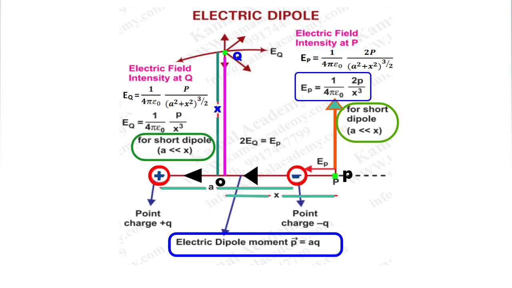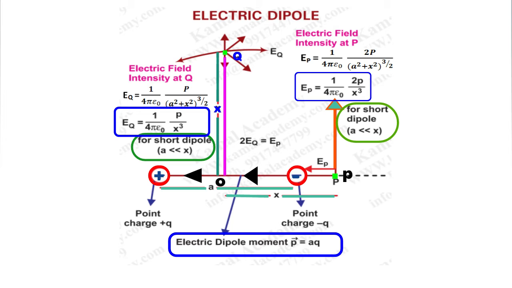For a short dipole, the separation between the charges a is much less than the distance of the point Q from the center O. So for a short dipole, the expression for electric field intensity at point Q reduces to EQ equal to 1 upon 4 pi epsilon naught, p upon x cube.